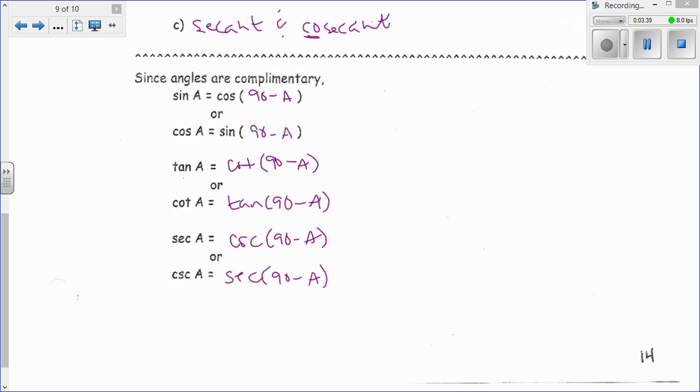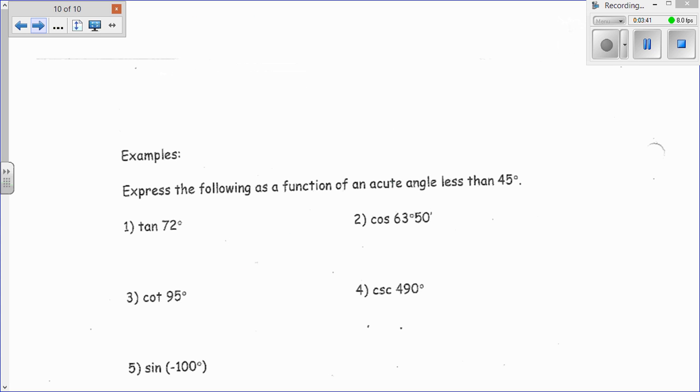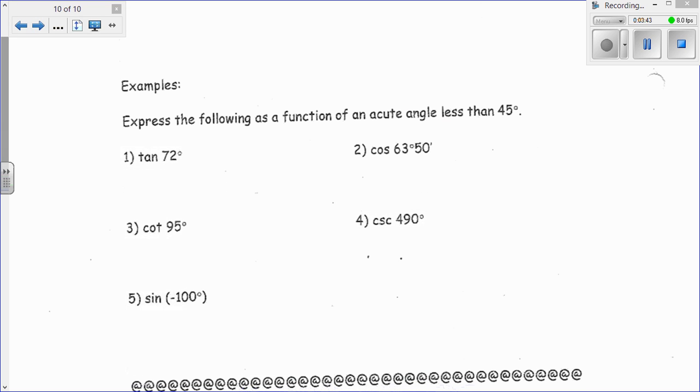So what do we use this for? Well, we use this to express the following as a function of an acute angle, which we've done before. The key here is less than 45 degrees. That's huge. Before we were finding acute angles that were less than 90 degrees, and those were reference angles. This goes a step farther, and we have to have them less than 45 degrees.